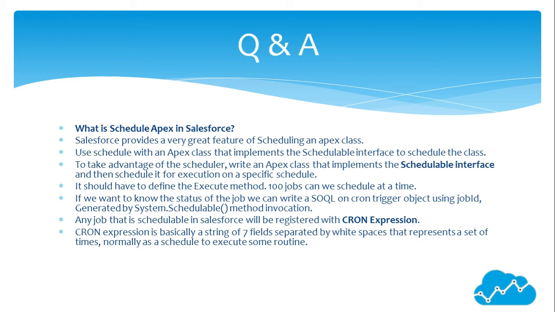If we want to know the status of the job, we can write a SOQL on CronTrigger object using job ID generated by System.schedule method invocation. Any job that is schedulable in Salesforce will be registered with cron expression. Cron expression is basically a string of 7 fields separated by white spaces that represents a set of times, normally as a schedule to execute some routine.